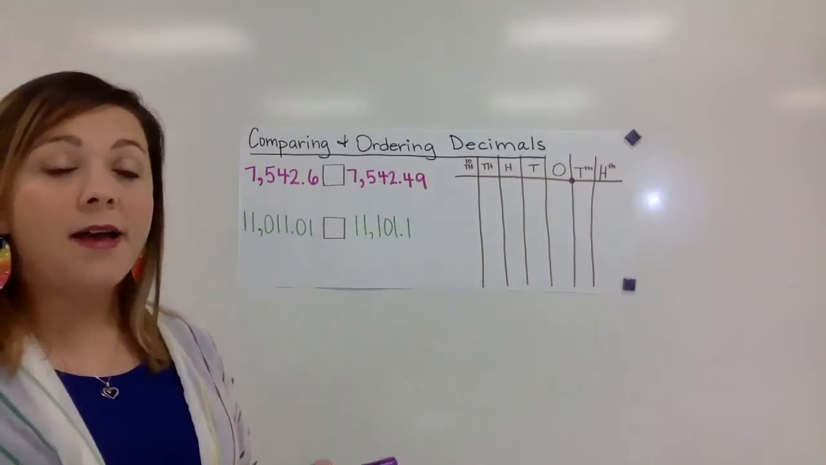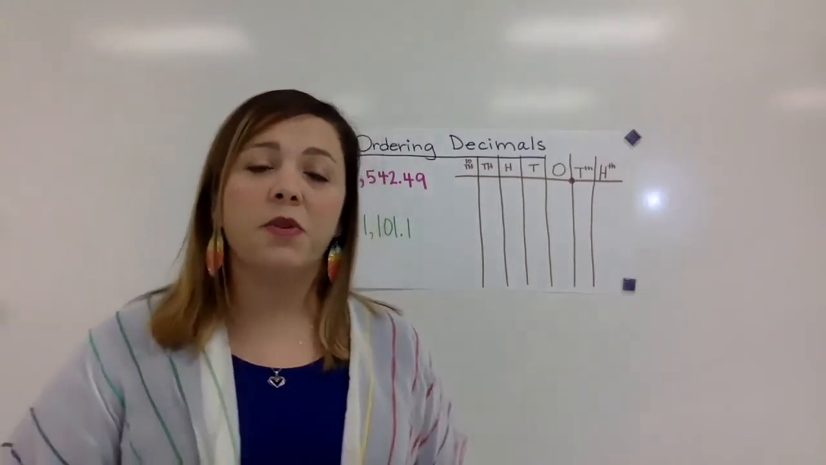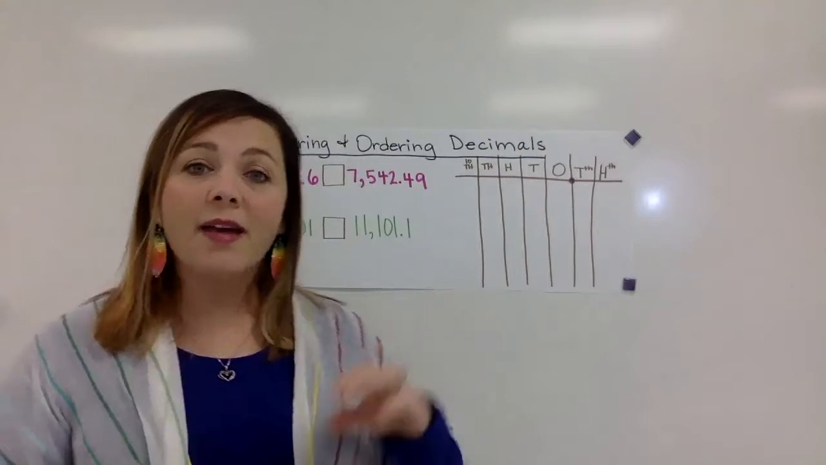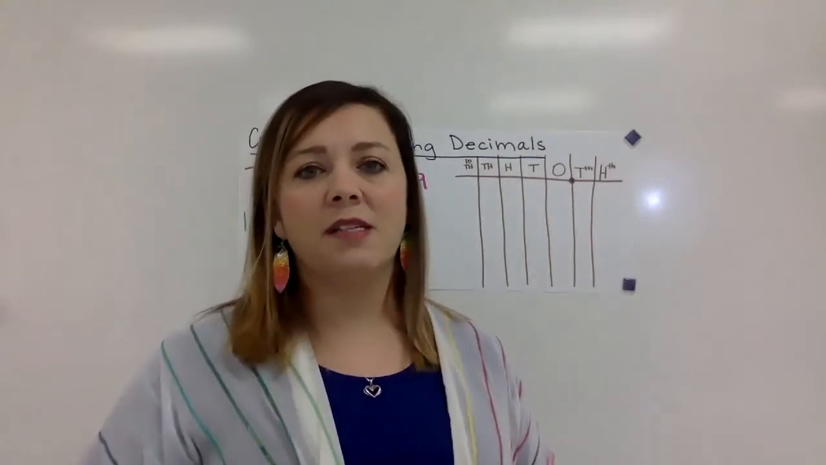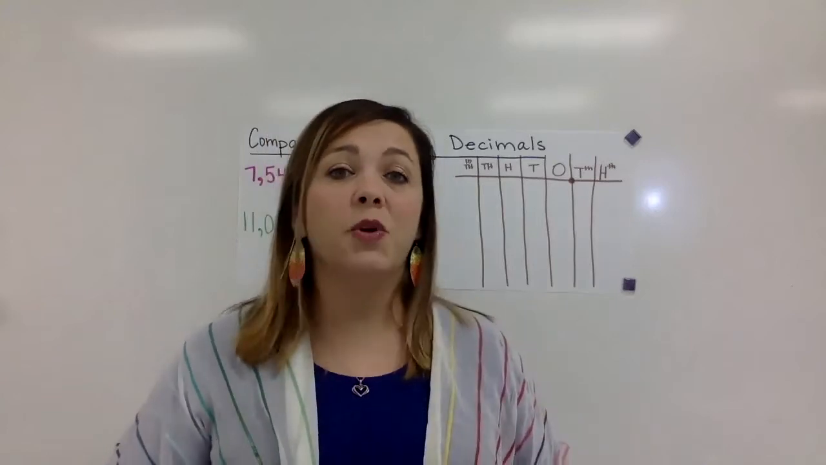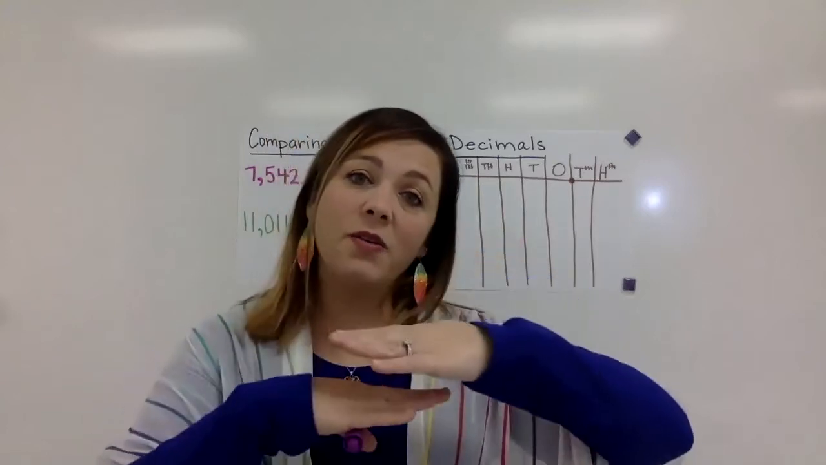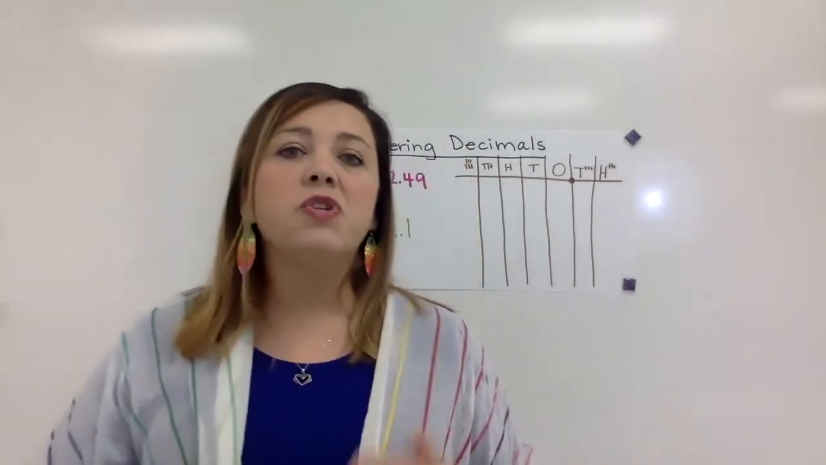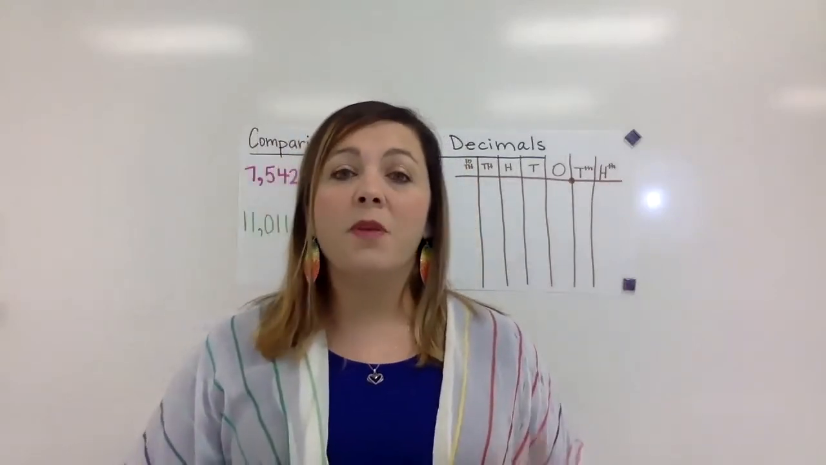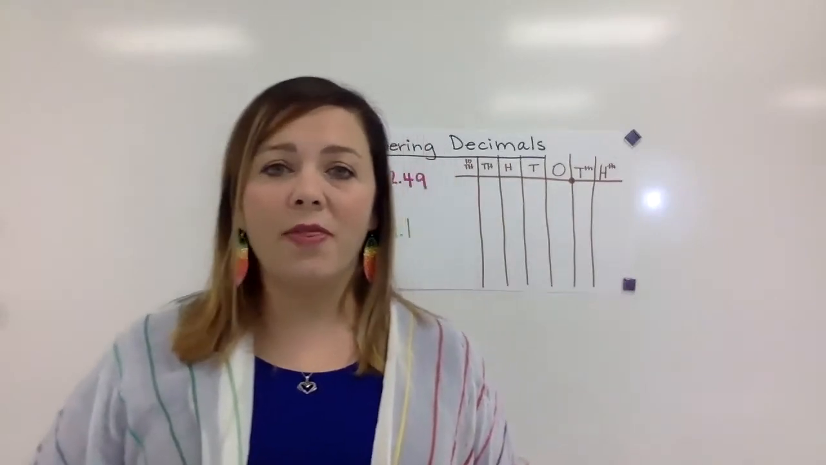Now, I suggest that when you are presented with a problem like this, you rewrite those numbers vertically. Because remember, anytime that we're dealing with decimals, whether it's adding or subtracting or comparing, we need to line those numbers up so that the decimals are lined up in the same column. So in order to do that, the most effective way is to rewrite them vertically.